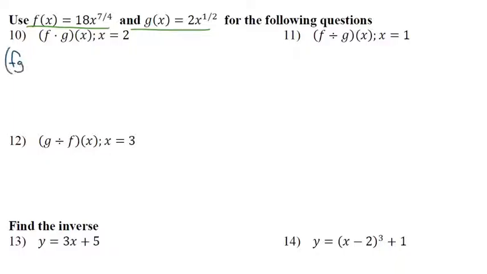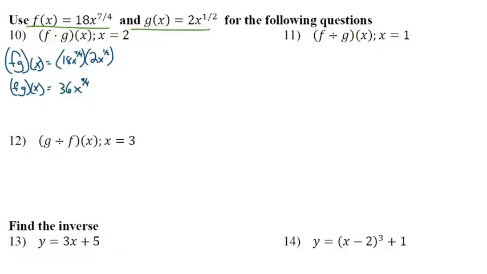f times g of x equals, your f function is 18x to the 7/4. Your g function is 2x to the 1/2. And we'll just multiply. F times g of x, 18 times 2 is 36. I don't need the parentheses anymore. Whenever we're multiplying our bases, we add our exponents. So 7/4 plus 1/2, that's 2/4, so that would be 9/4.